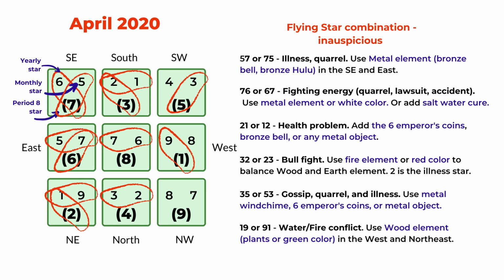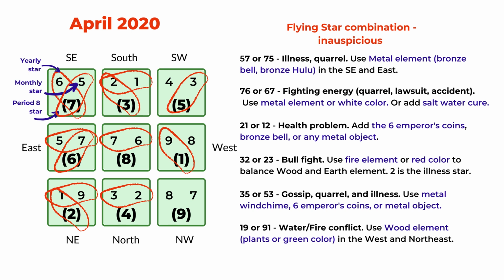So it's the same, we use wood element to balance out the energy in the northeast. Next, we look at the center. It has a 7-6 combination, and that's the same as the southeast corner. The 7-6 is the fighting energy. We can use metal or white color in the center area, or use the salt water cure.